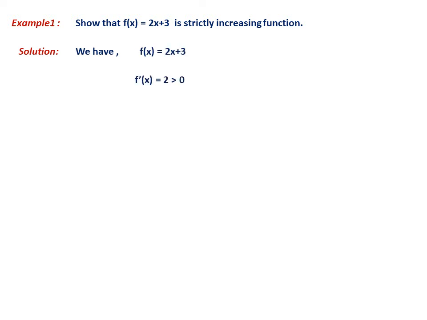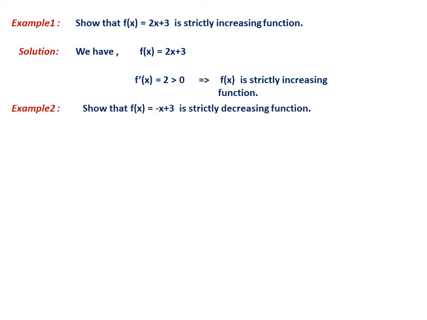Now let us take a few illustrative examples to understand the significance of this theorem. But remember this much, for increasing f dash x is positive, for decreasing f dash x is negative. So example 1, show that f of x equal to 2x plus 3 is strictly increasing function. So now you need not use the definition. We have f of x equal to 2x plus 3. Therefore f dash x equal to 2. It is strictly positive. So by theorem, f of x is strictly increasing function.